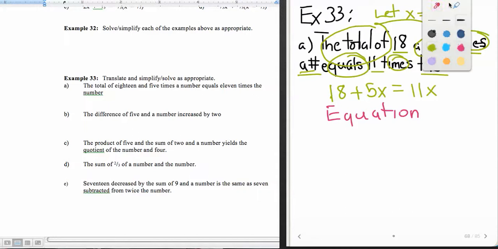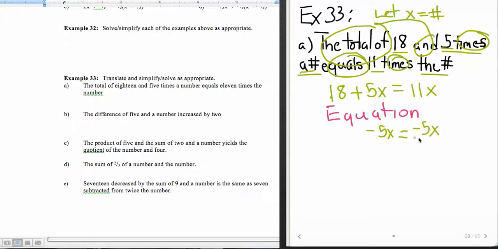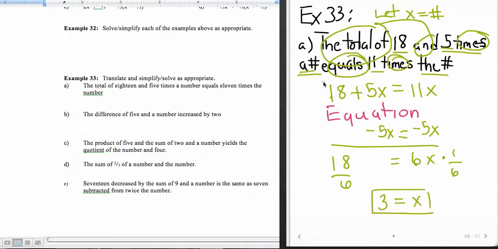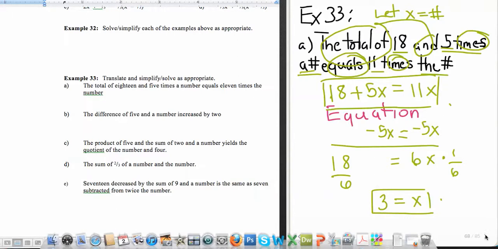So we're going to solve it, and that means we're first of all going to get the variable terms together. So I'm going to add the opposite of 5x to both sides so I can get the x's together. And now that's going to give me 18 is equal to 11 minus 5, which is 6x. Then I'm going to multiply by the reciprocal of that numeric coefficient, which looks like division because it is. So 18 divided by 6, which is 3, and that's what my x value is equal to. Remember, there are two distinct answers to this problem, the translation problem and the simplification/solving problem.